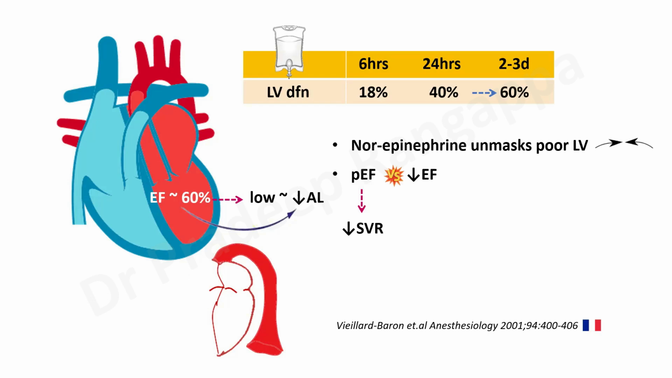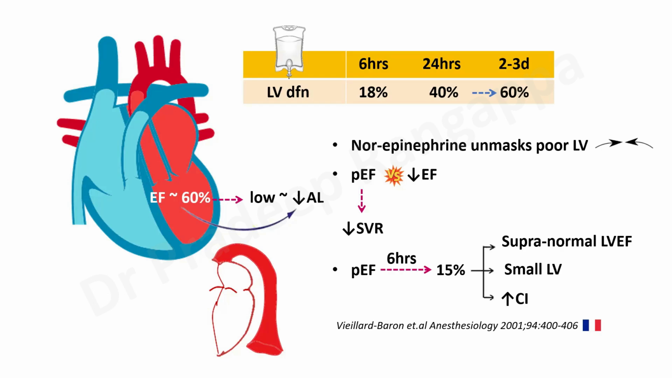They have done a study from this French group where they've shown that patients with preserved ejection fraction, as I'm showing figuratively, where the LV is normal but your vessels are dilated, have reduced SVR, as opposed to the patients who have reduced ejection fraction. Where patients have reduced ejection fraction, SVR was not reduced as compared to the ones with preserved ejection fraction. And they even showed that among patients with preserved ejection fraction, over the course of 6 hours, 15% of them had supranormal LV ejection fraction, small LV, and increased cardiac index.